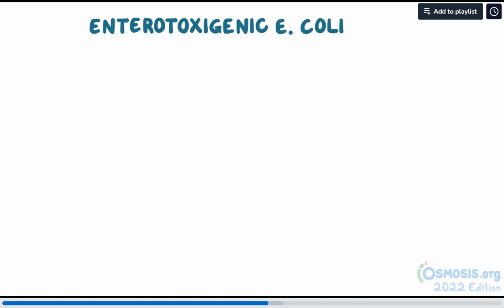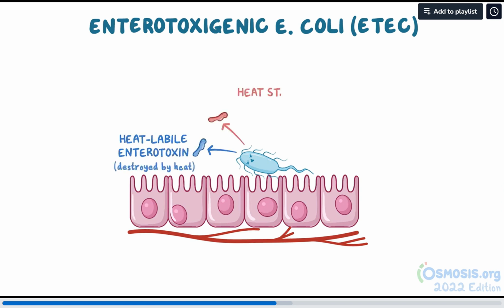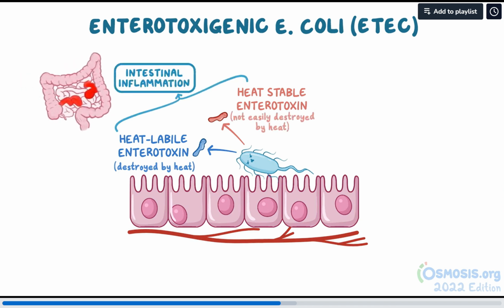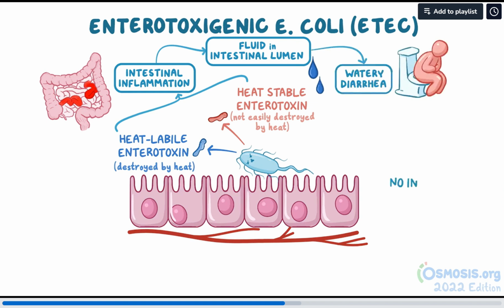Okay, next up there's enterotoxigenic E. coli, or ETEC. After using its fimbriae to attach to the intestinal mucosa, it starts releasing two types of enterotoxins: heat-labile enterotoxin, which is easily destroyed by heat, and heat-stable enterotoxin, which is not easily destroyed by heat. Both of these toxins cause intestinal inflammation, which leads to a lot of fluid being secreted in the intestinal lumen, causing watery diarrhea. But there's usually no intestinal wall destruction, and as a result, no bleeding.